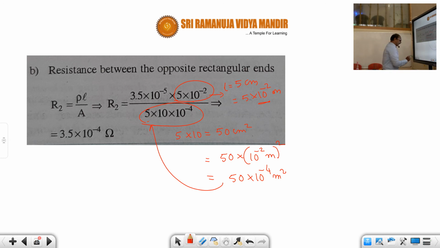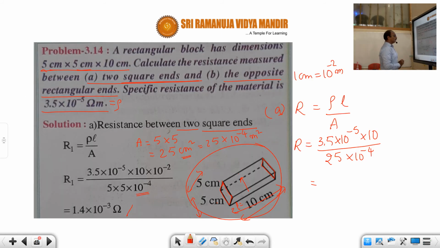So understood? Practice this problem. This problem will give you a lot of idea about R equal to rho L divided by area. See here, from the same material they have changed the direction and they found the R values. First time they calculated between the square ends, then the R value is like this. Second time they calculated the capital R between the rectangular ends, then they get another value. So understood students, practice this concept.